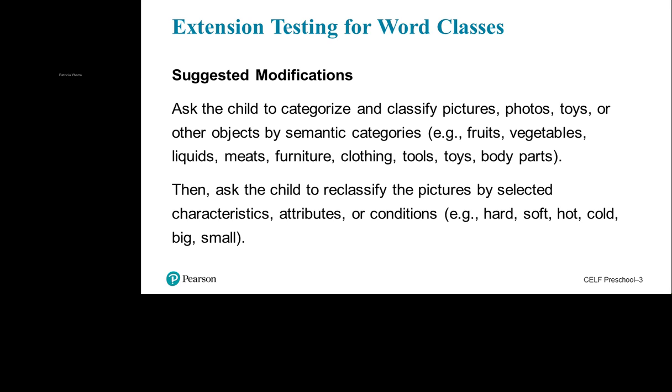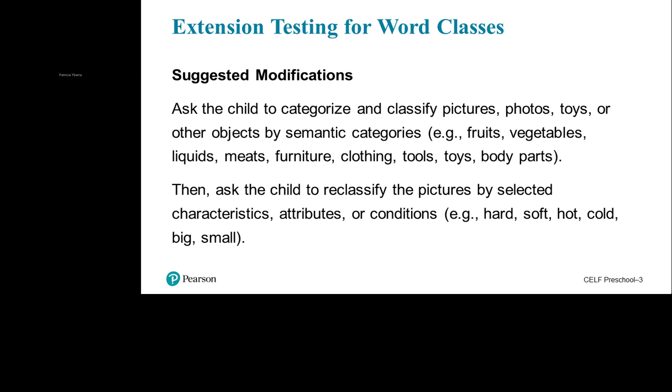You use extension testing to further examine the child's comprehension of word relationships by semantic class for this subtest. So before extension testing, review the items in error and note any pattern of errors by semantic category. You can also compare the child's performance on other subtests that examine semantic knowledge, such as the expressive vocabulary subtest or the basic concepts subtest. And so the suggested modifications here are that you can ask the child to categorize and classify pictures or photos or toys into semantic categories like fruits, vegetables, furniture, clothing, etc.